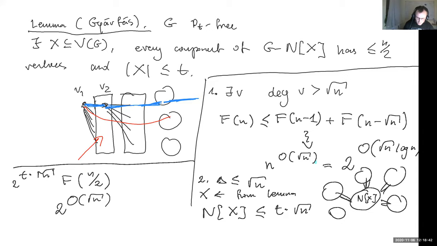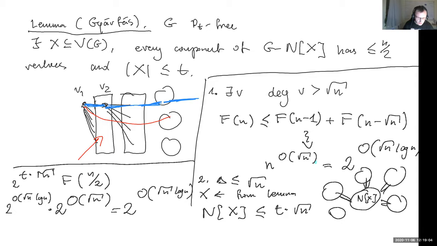So I have 2 to root n log n instances. Each of them can be solved in time 2 to root n. So this all gives me the running time like this. So this is all very simple and very, very nice, I think.